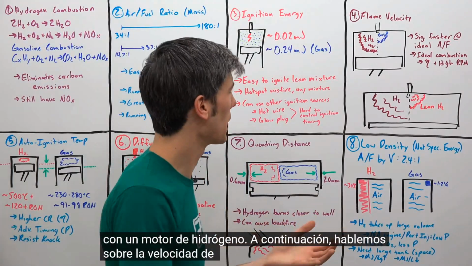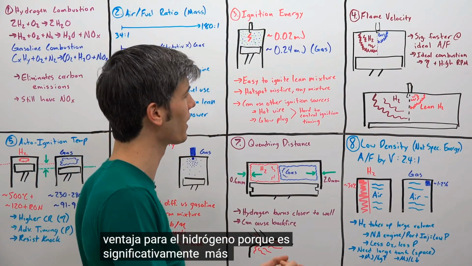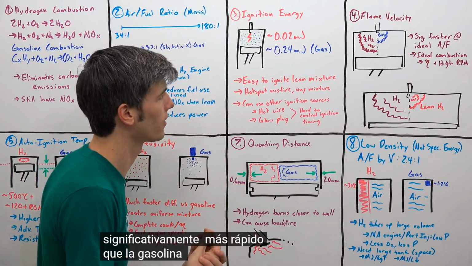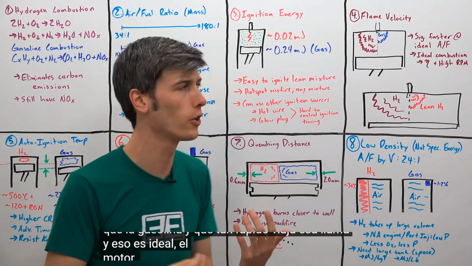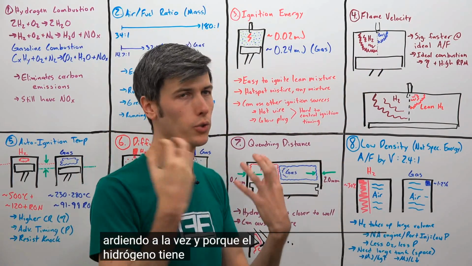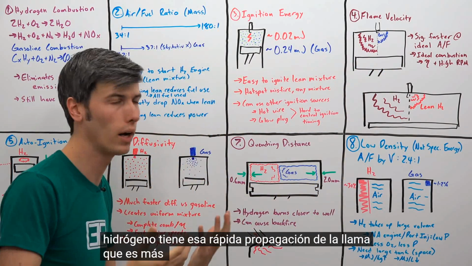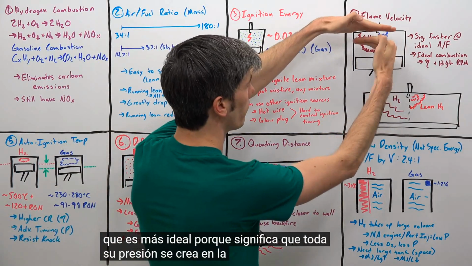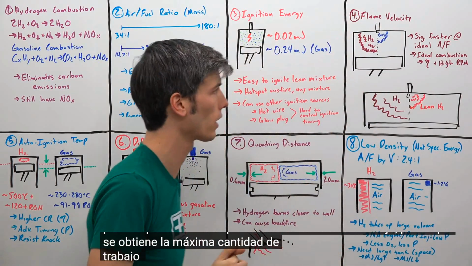Next, let's talk about flame velocity. So this is a big advantage for hydrogen because it is significantly faster than gasoline in how quickly that flame travels. And that's ideal. The ideal engine would have instant combustion, all of it burning at once. And because hydrogen has that fast flame propagation, that's more ideal because it means all of your pressure is created at the very top before the piston has moved down. So you get the maximum amount of useful work out of it.